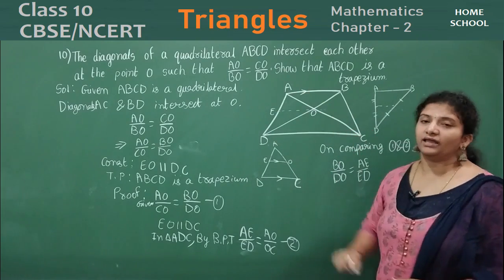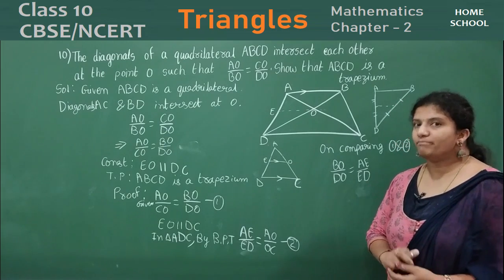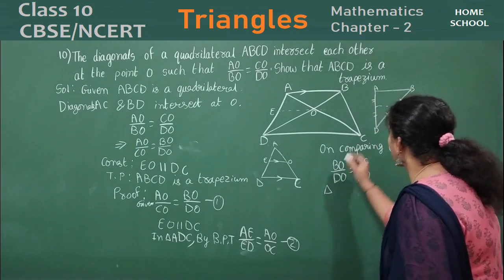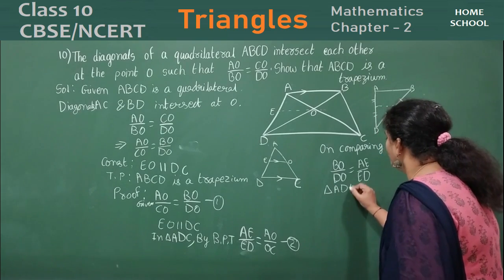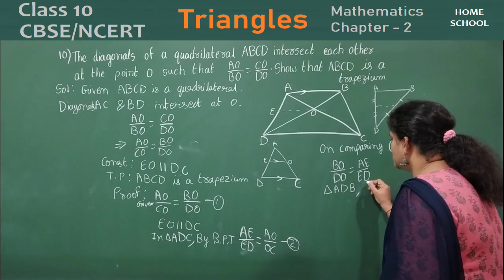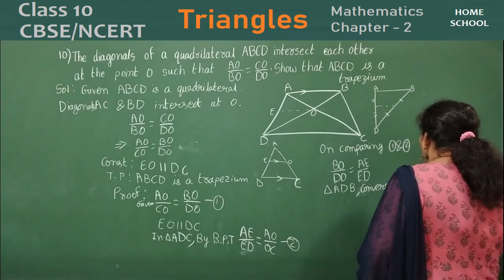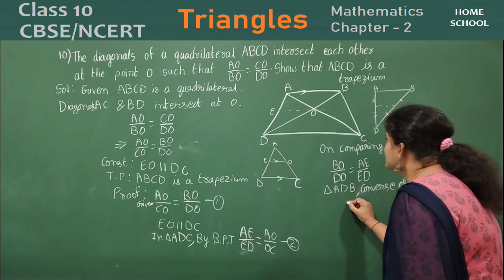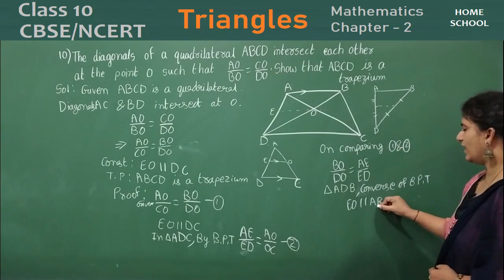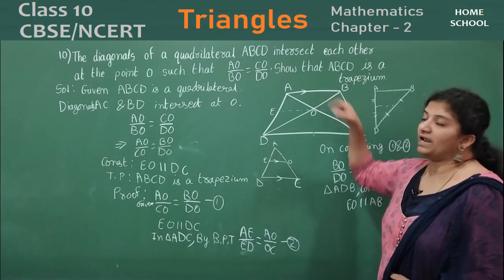So another new triangle, ratios are in proportion. If ratios are in proportion, what can you say? By converse of BPT. Therefore, from triangle ADB, in triangle ABD, if ratios are in proportion, so by converse of BPT, I can say that EO is parallel to AB. So now look here, children, EO is parallel to DC. Now EO is parallel to AB.